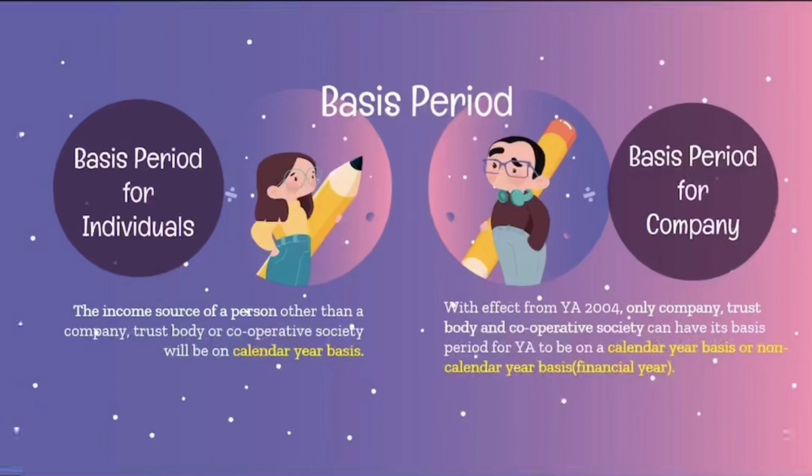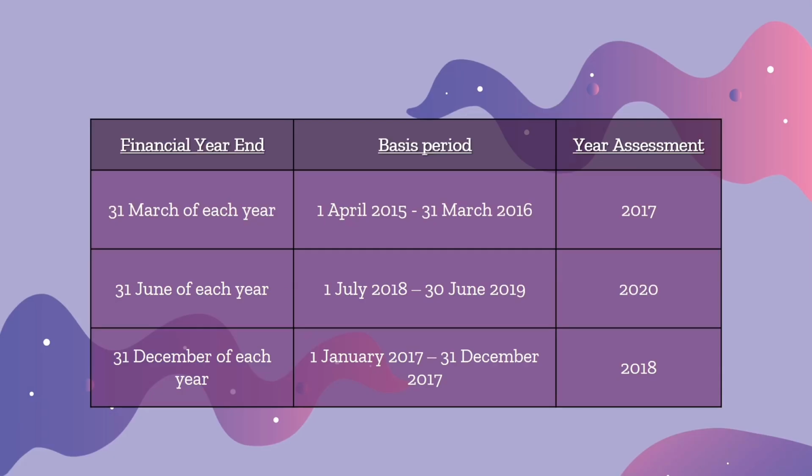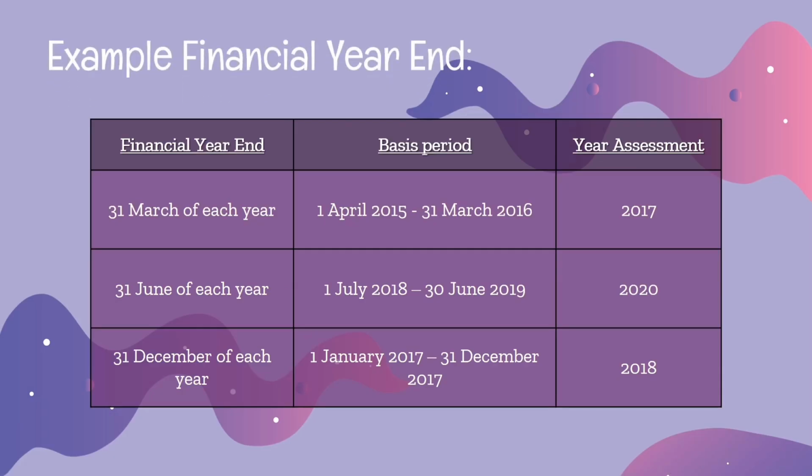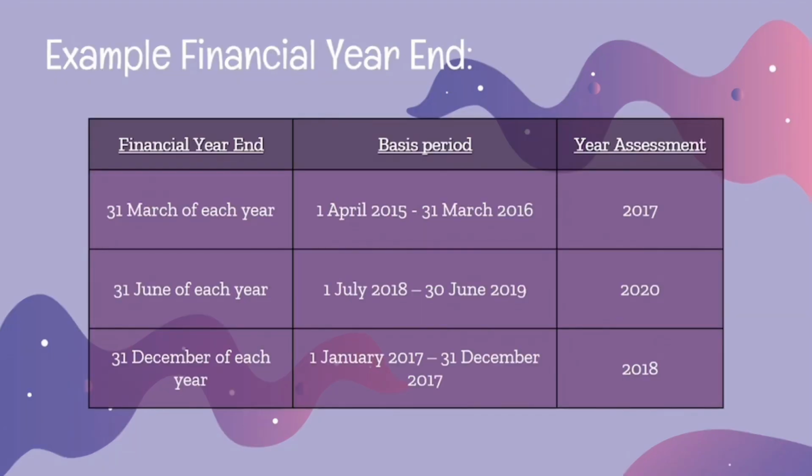But basis period for a company is with effect from year of assessment 2004. Only company, trust body and cooperative society can have its basis period for year of assessment to be on either calendar year basis or non-calendar year basis. These are the example for financial year end. If the financial year ends on 31st March of each year, the basis period will be 1st April 2015 until 31st March 2016, and the year of assessment will be 2017.